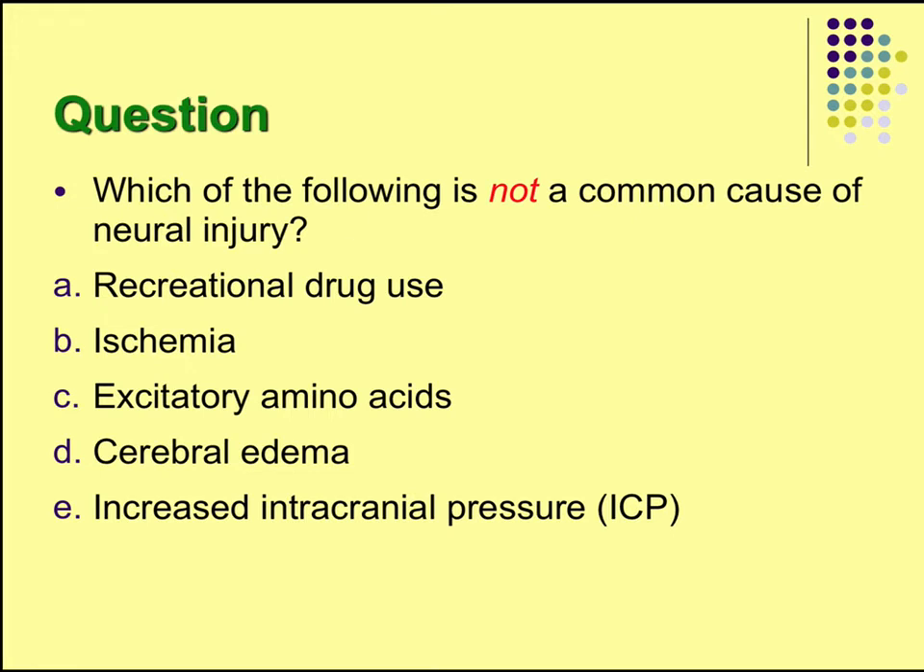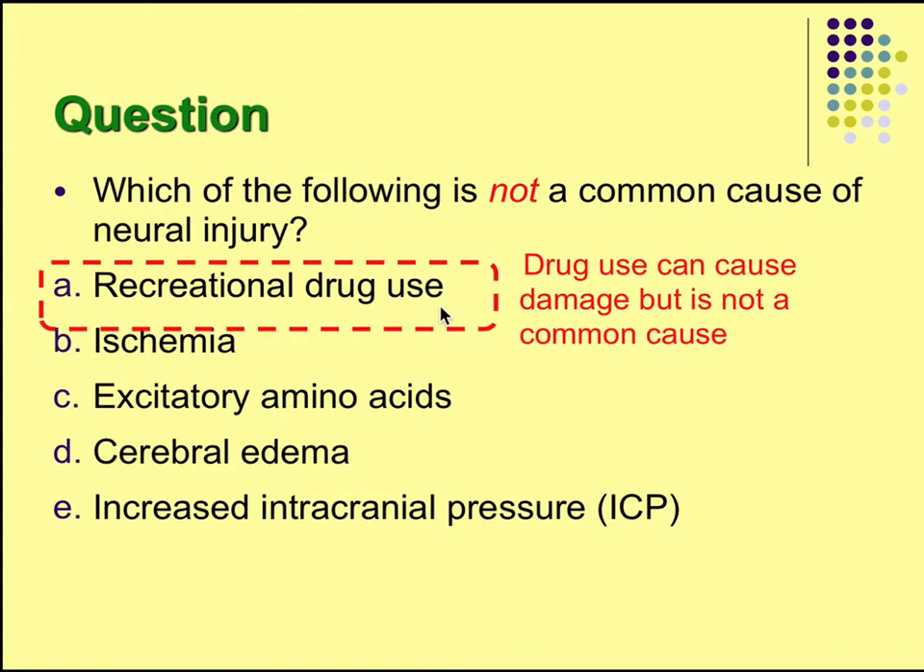So quick question, which of the following is not a common cause of neural injury? So if you take a look, we just discussed ischemia, excitatory amino acid, cerebral edema, and then increased intracranial pressure. Now, recreational drug use, of course, can cause brain injury, but it's just not a common cause.